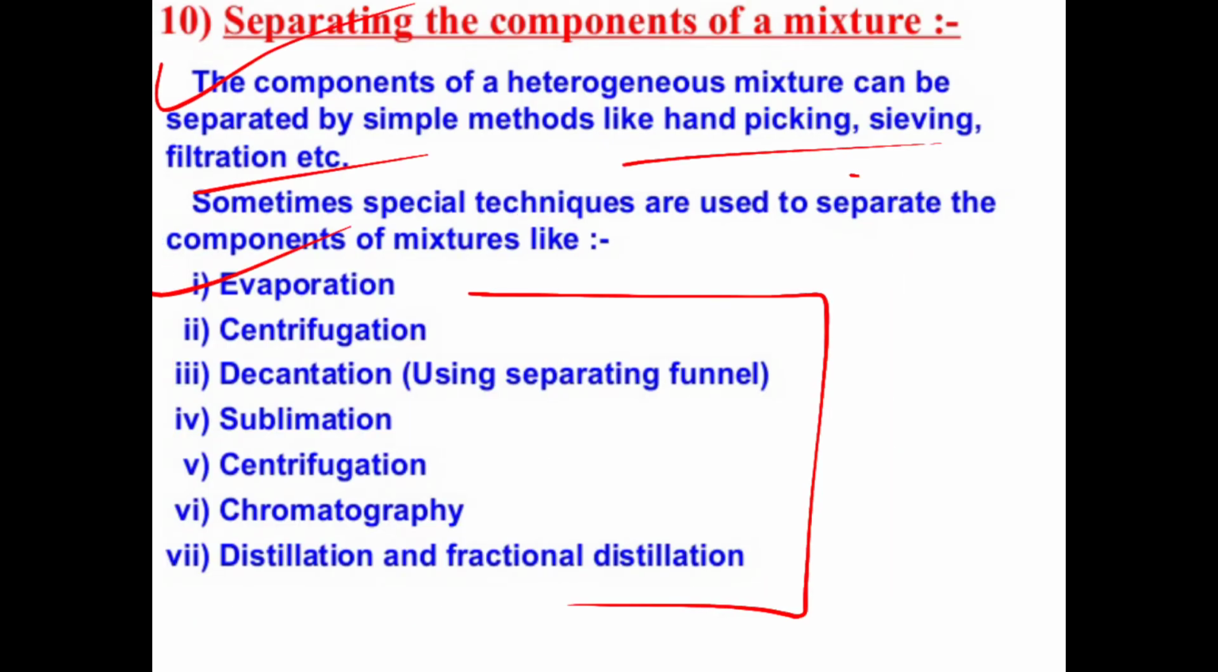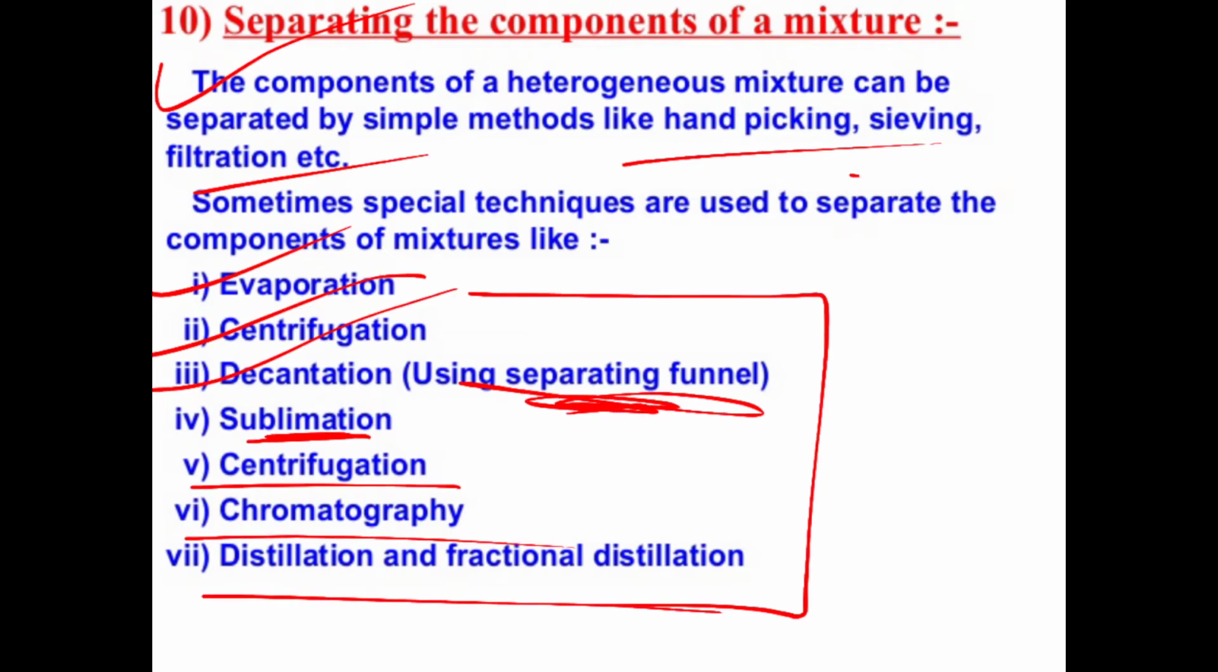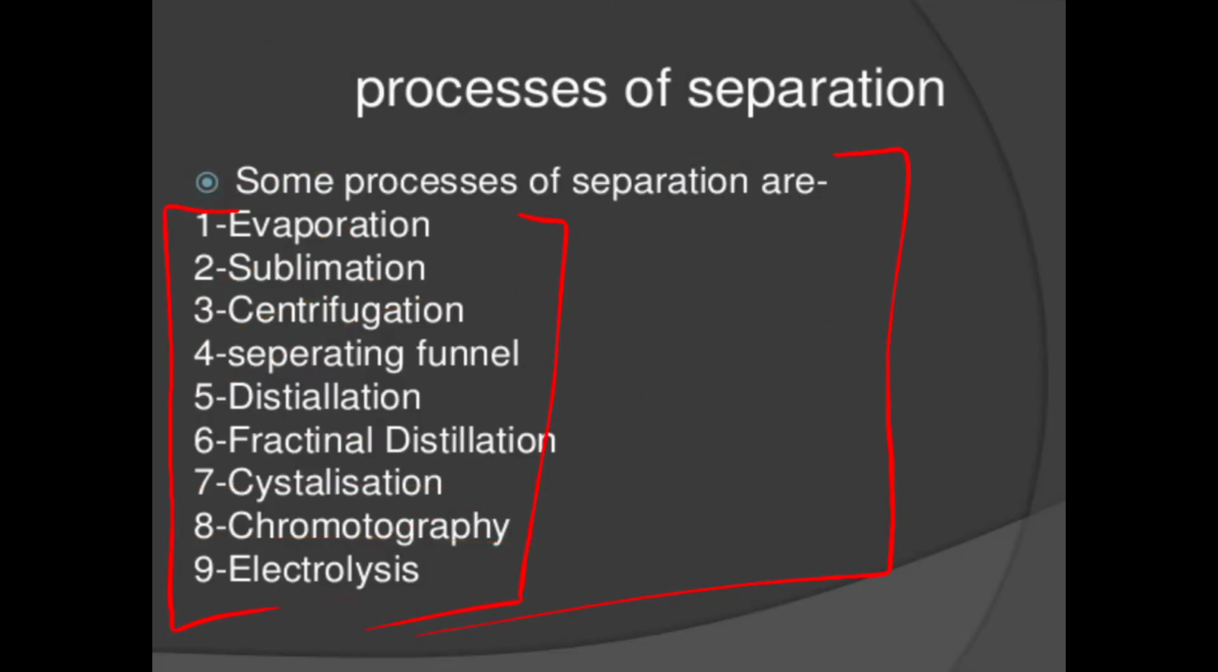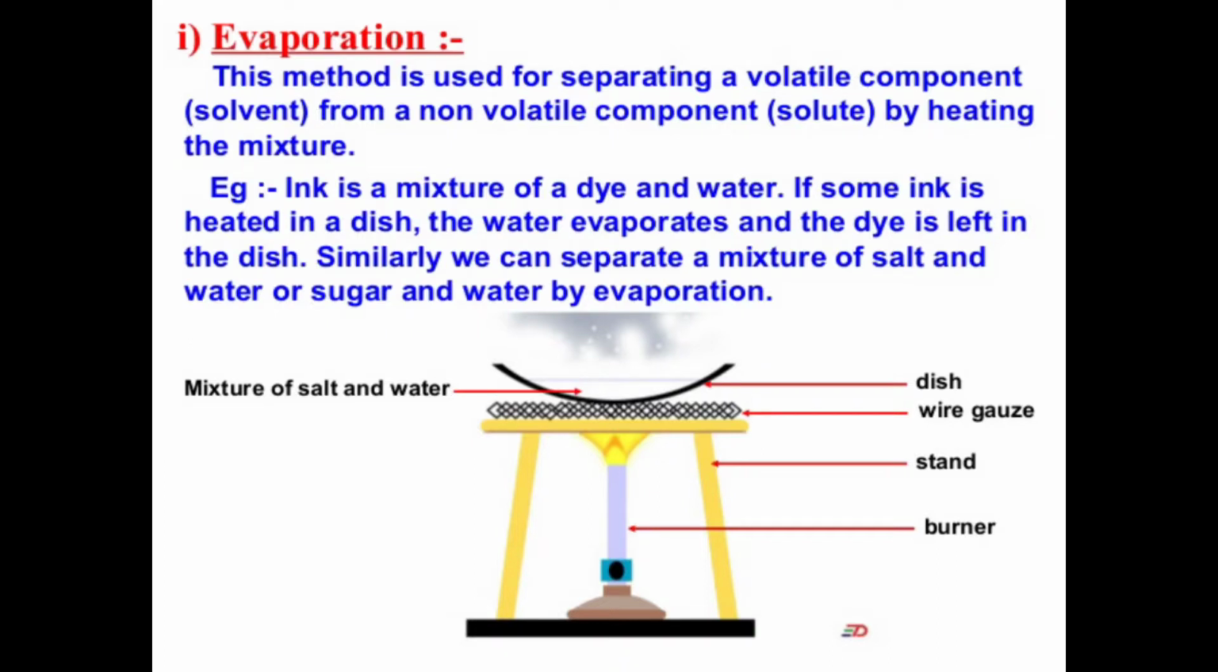First is evaporation, then centrifugation, distillation using a separating funnel, sublimation, chromatography, distillation and fractional distillation, right? And even electrolysis. Now let's start with it. The first term is evaporation. What happens in evaporation?